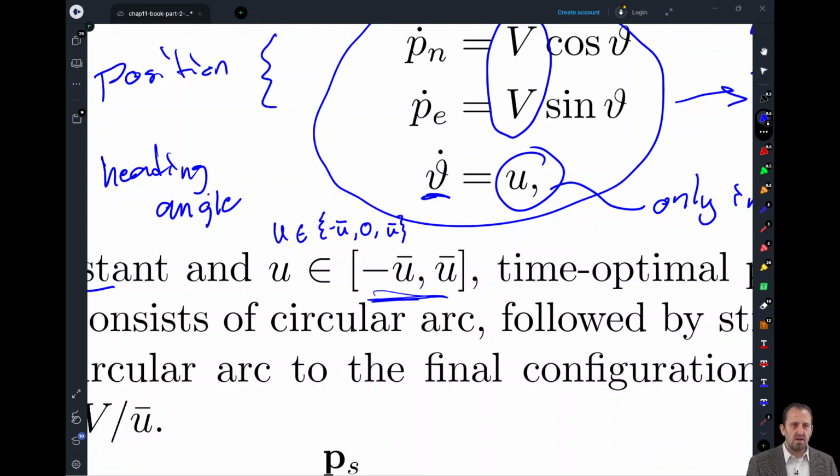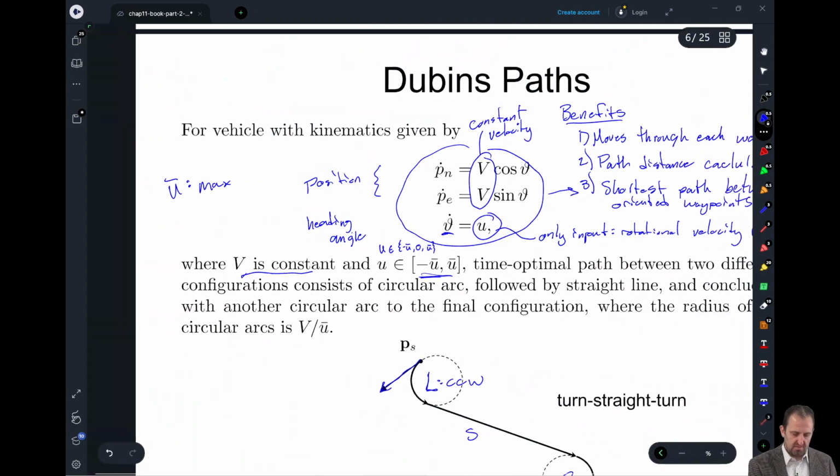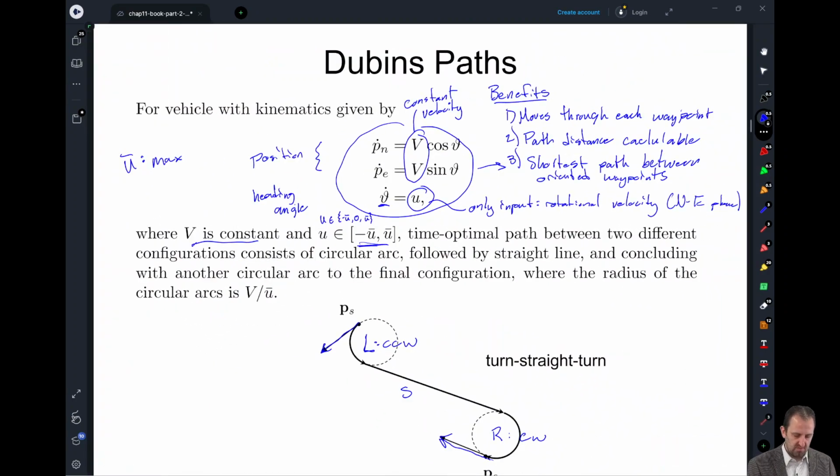Okay, so the Dubins path will be our maximum rotational velocity in one direction. In this case, this would be a left. For executing that left arc, we're going to be at maximum, and that's a negative rotation. So this would be negative u max.